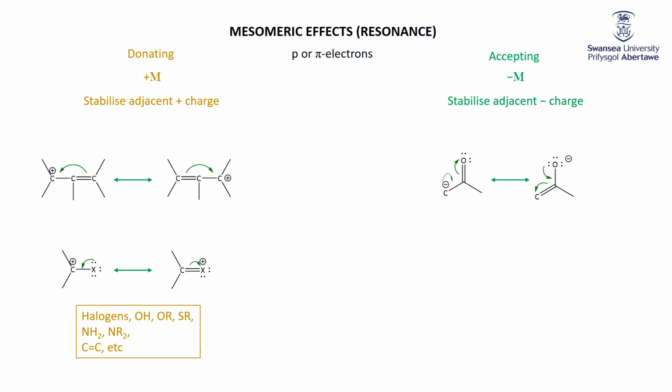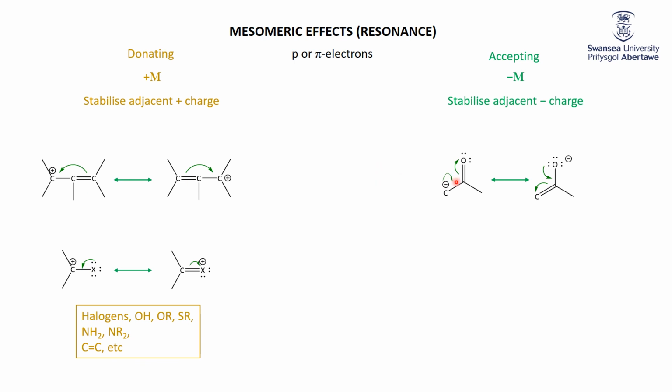So groups attached to a carbon atom, in the case that we're interested in here, groups attached to aromatic rings, can have positive mesomeric effects. They can push p electrons or pi electrons into the ring, and groups like this are halogens, OH, OR, SR, that we won't touch on too much, amines that we'll talk about later on, NH2 and NR2 and so on, and of course we've seen the carbon-carbon double bond. All of these first examples have the lone pairs that we talked about; the carbon-carbon double bond, also other benzene rings and so on, can do it via the pi electrons.